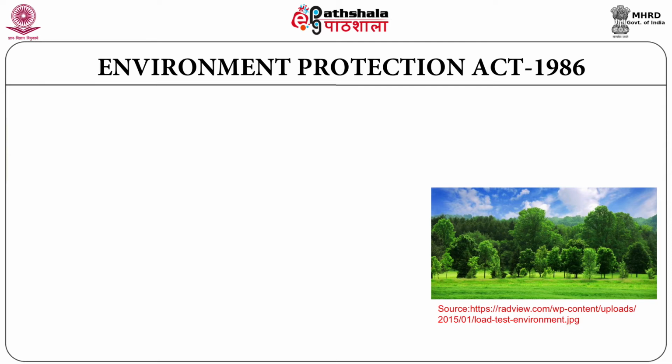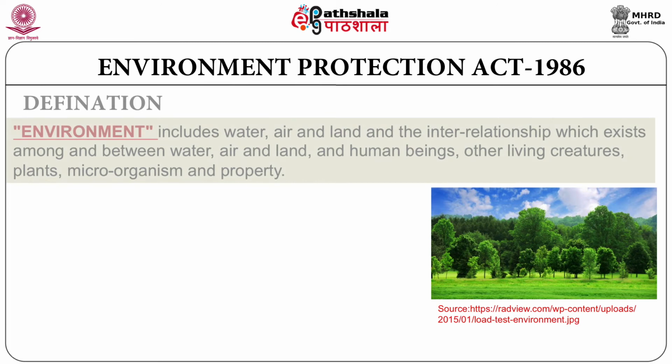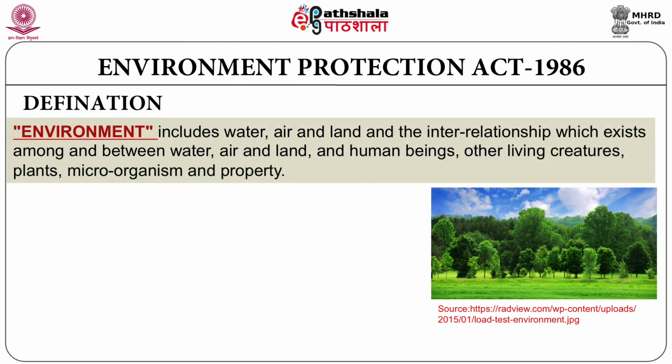After the land laws, we come to the main, very significant changes in the land laws. We come to the Environment Protection Act of 1986. Though we had various acts earlier protecting air quality, or talking about air pollution, or water pollution, which is resource oriented, this act, Environment Protection Act, focused on the interrelationships of all the resources, and that's why this is a very significant landmark act, because it said that environment includes water, air and land, and the interrelationship which exists among and between these resources, water, air and land, and human beings, other living creatures, plants, microorganisms and property.